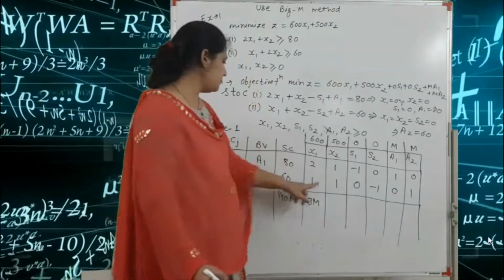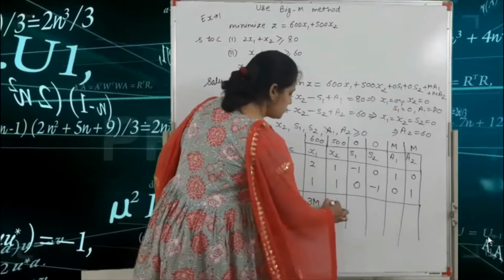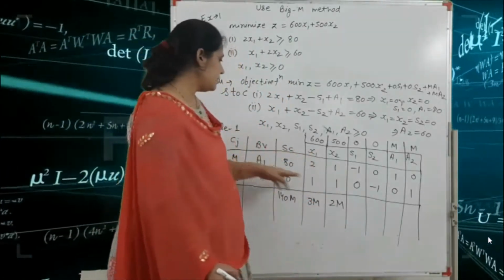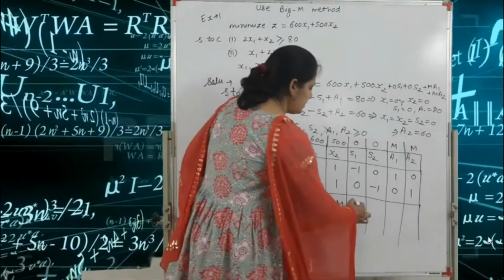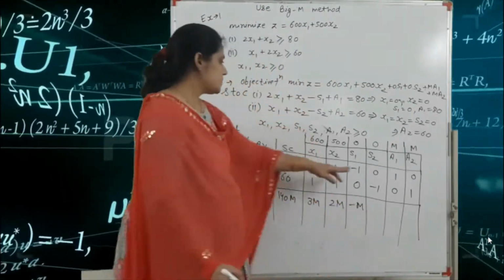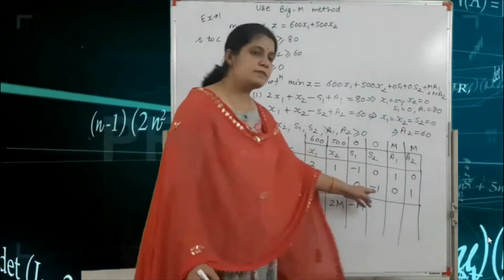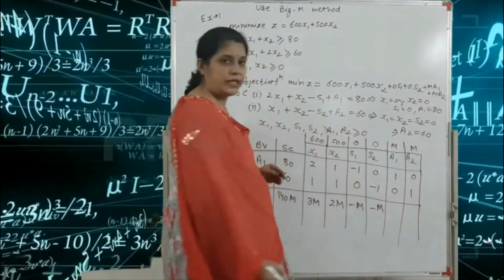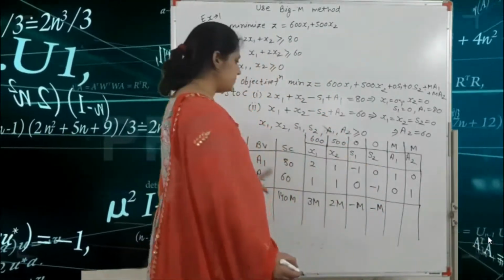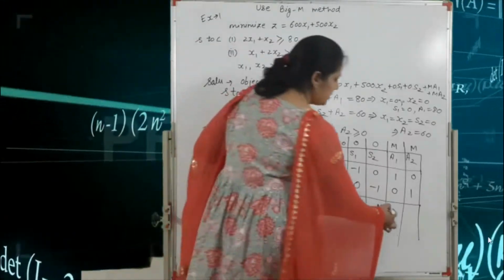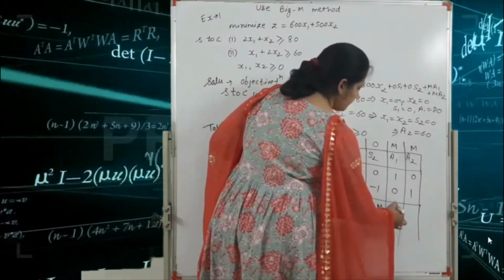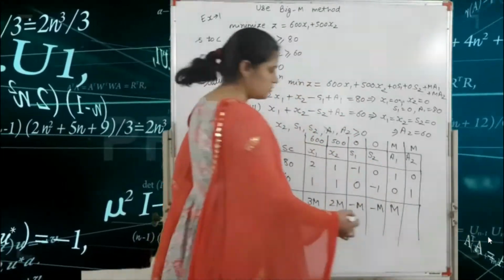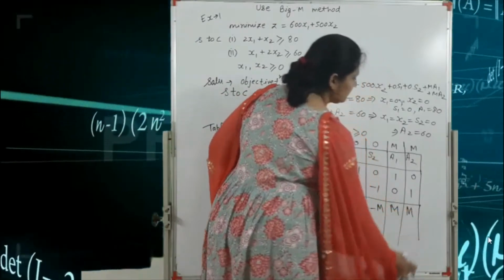1 into M plus 1 into M, that means 2M. Minus 1 into M plus 0 into M, so minus M. 0 into M plus minus 1 into M, so we write here minus M. 1 into M plus 0 into M, so we write here plus M. Again 0 into M plus 1 into M, so we write here plus M.